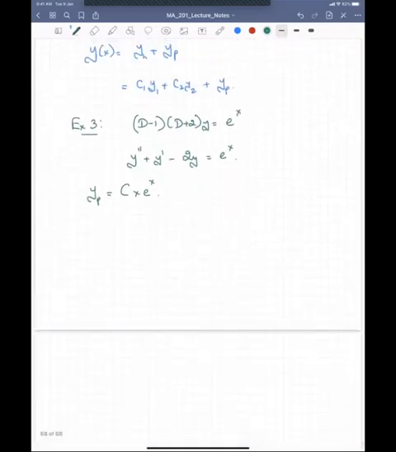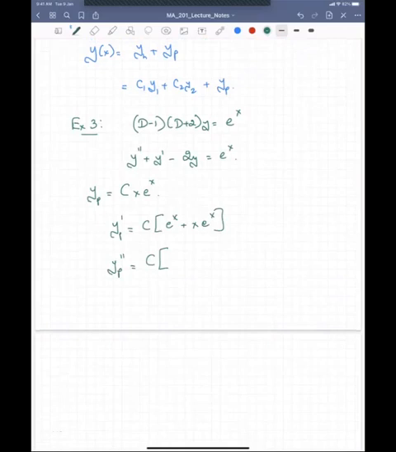So with this ansatz, what is this differential equation? Yp prime would be c times e to the x plus x e to the x. Yp double prime would be c times, differentiate this, it will be e to the x, again e to the x plus x e to the x, plus 2e to the x. Okay, make sense?